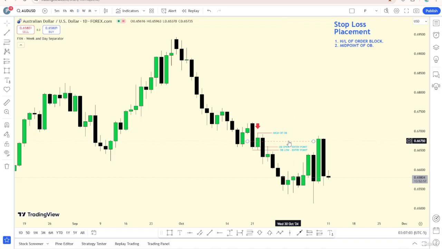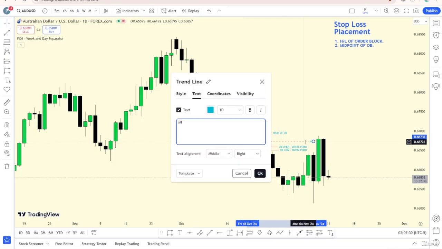That midpoint of the order block is a more aggressive place you can place your stop loss, but make sure that you're not placing it at the exact midpoint. You are adding at least 2 to 3 pips on top of that midpoint. Since we are bearish, you can place it just above the midpoint, maybe somewhere there. Make sure that you're adding 2 to 3 pips above it, so that your stop loss sits above that midpoint.